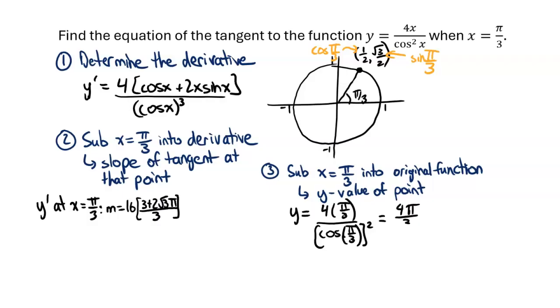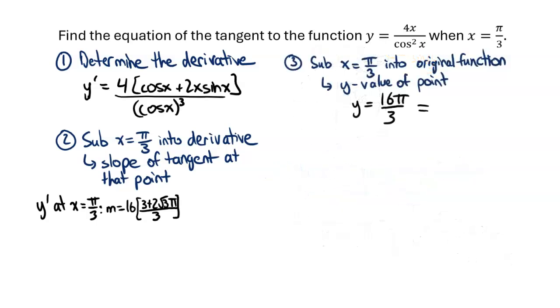So I get 4 pi over 3, and in the denominator, I get 1 over 2 all squared. Now 1 over 2 squared is a quarter, so 4 pi over 3, all divided by 1/4. Now I can multiply it by the reciprocal just like I did before. So 4 pi over 3 times 4 over 1, which gives me 16 pi over 3.